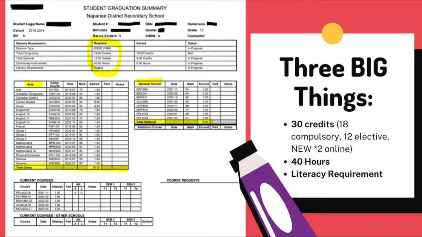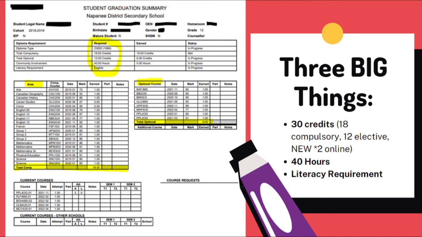The rest of your graduation summary is devoted to tracking those 30 credits, including the 18 compulsory credits and the 12 electives. You'll see the note on this slide that the 30 credits now also includes 2 mandatory online learning courses. We'll circle back to that in just a minute.